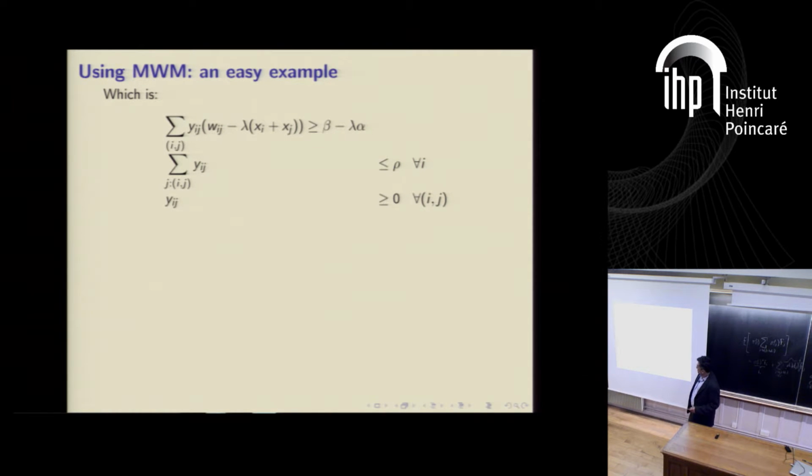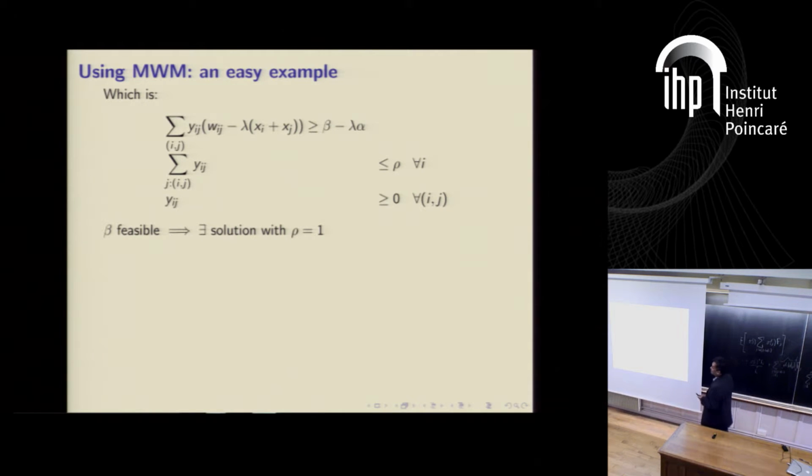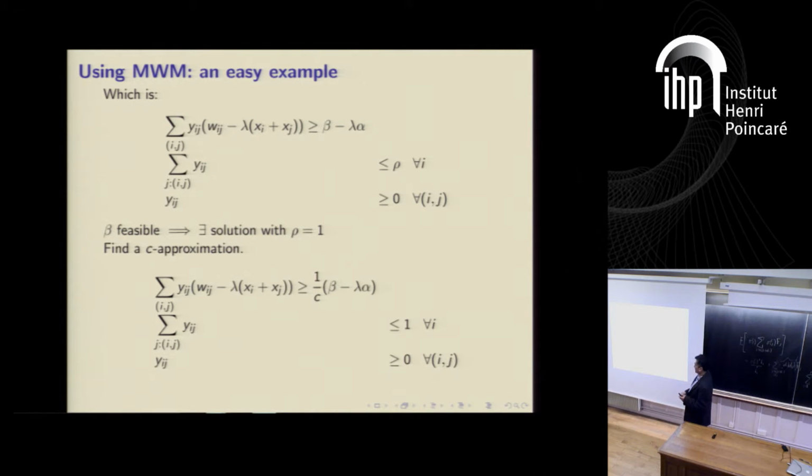Now think about for a second, if you had a feasible maximum matching of size beta, what must have happened? The feasible maximum matching would have solved the first constraint, would have had 1 here, and would have had these things as greater than or equal to 0. Okay? If your original problem were feasible, you would have a solution where rho is equal to 1. Okay? Now, let's do the following.